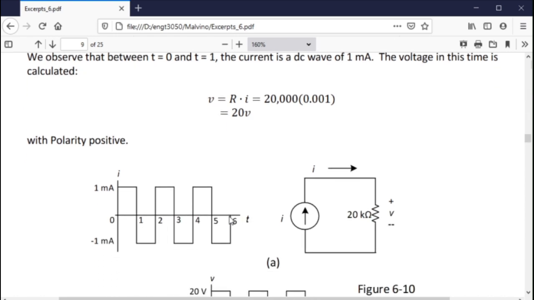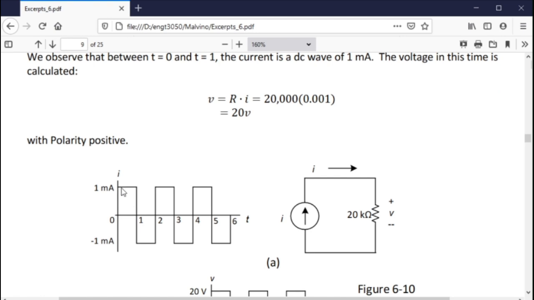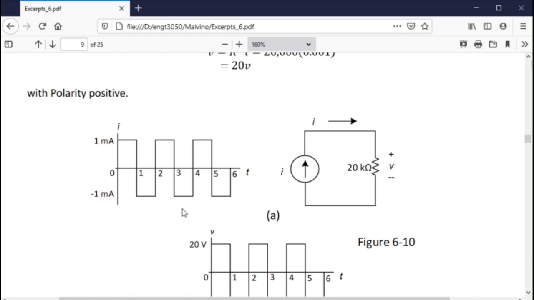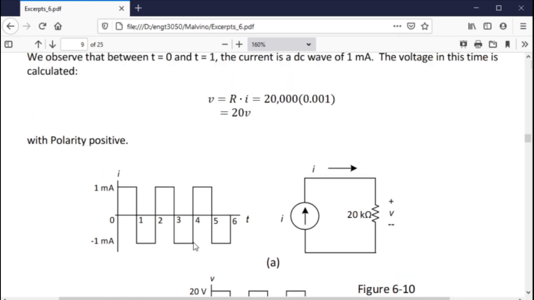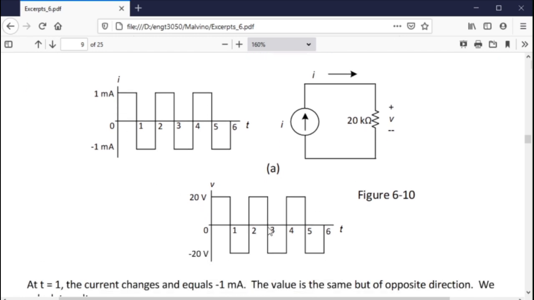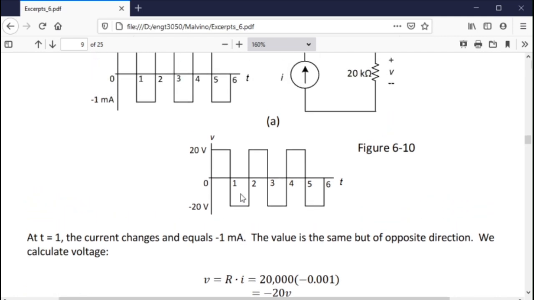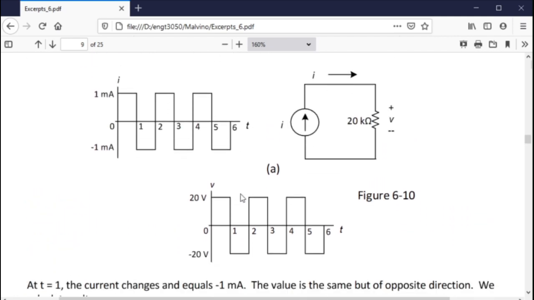Here is a square wave. So again, calculate the value at the peak at 1 milliamp, and then use that to calculate your voltage. Basically, the output's going to look like the input, so this is going to be a square wave. So I'm going to go 1 milliamp through 20K. It's going to be 20 volts. It's going to jump to minus 20 volts and back and forth. It's going to look like the same kind of square wave that we had before.